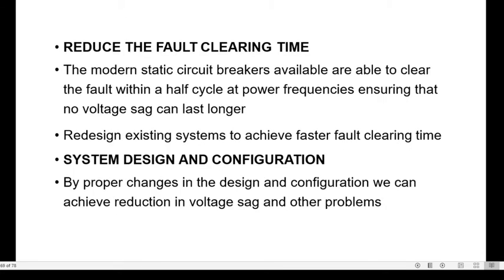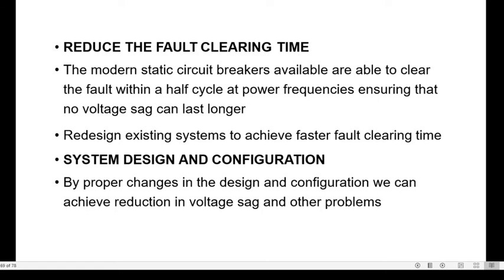Reduce the fault clearing time. Modern static circuit breakers are able to clear the fault within a half cycle at power frequencies, ensuring that no voltage sag lasts longer than 0.5 cycle and less than 1 minute. So, redesigning the existing system to achieve faster fault clearing time. As we have discussed, voltage sag is a function of the fault clearing time.